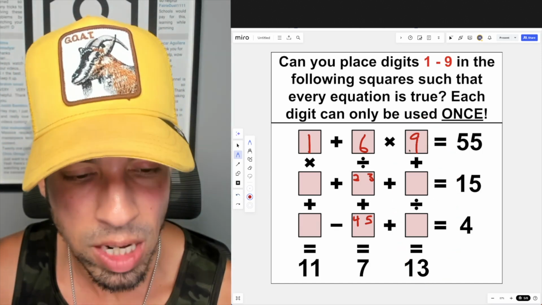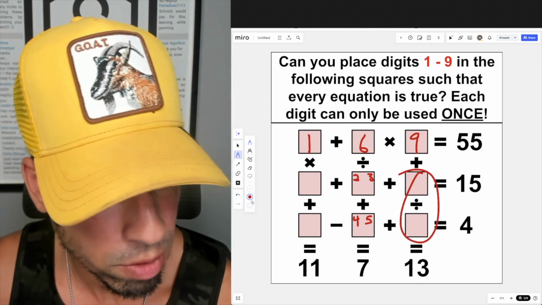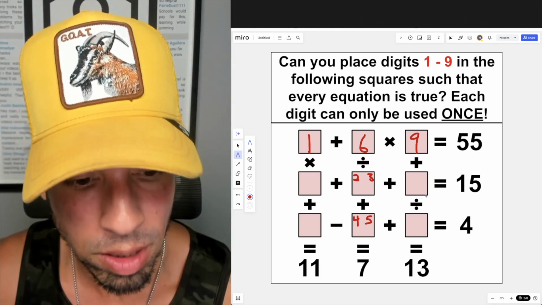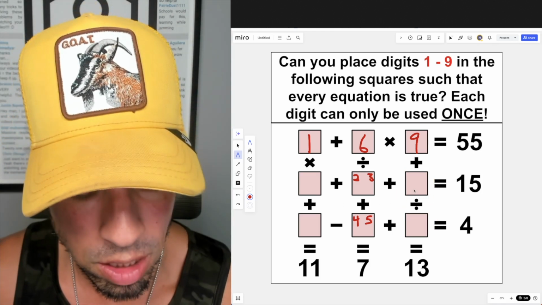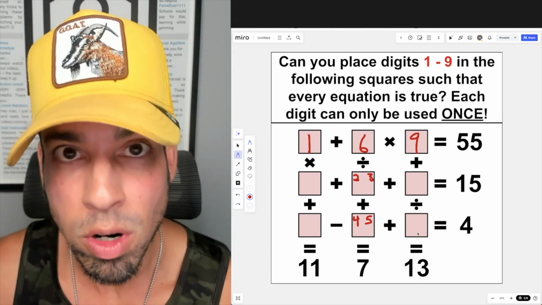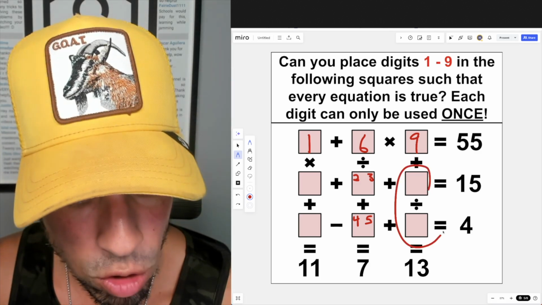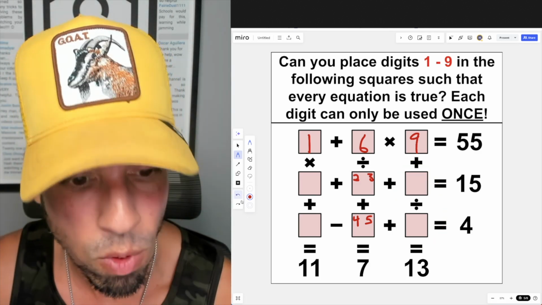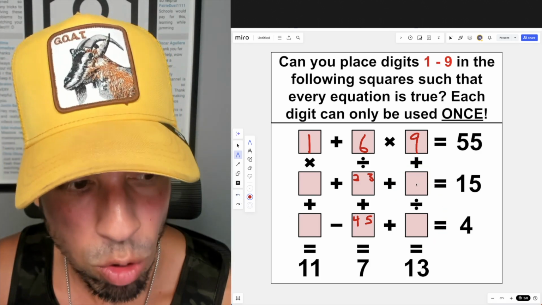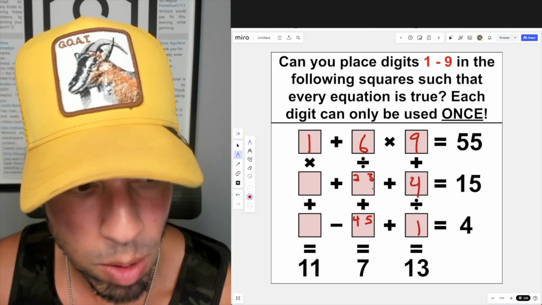Now I'm going to come to this column. This one's really good because we got 9 plus a quotient of two numbers. Again, order of operation said we have to carry out the division before the addition. So 9 plus 4 gives me 13. So this quotient has to result in 4.